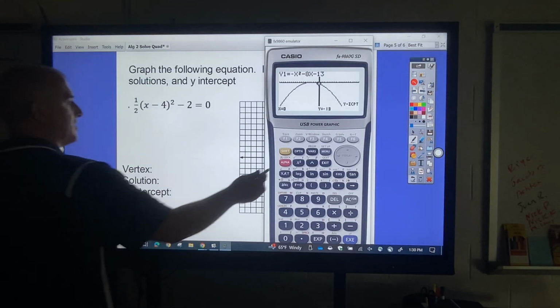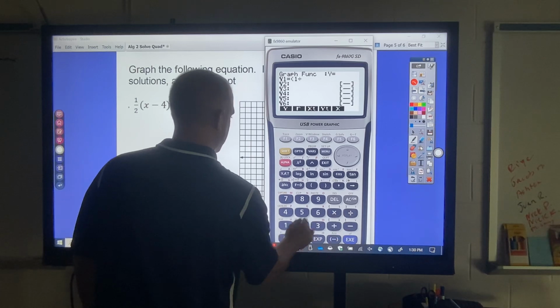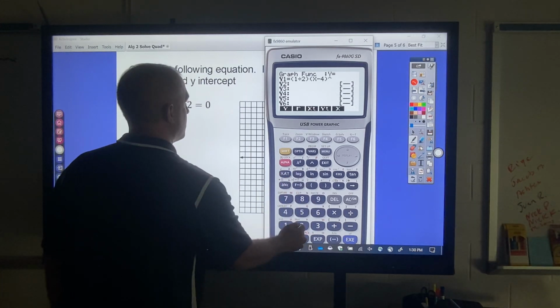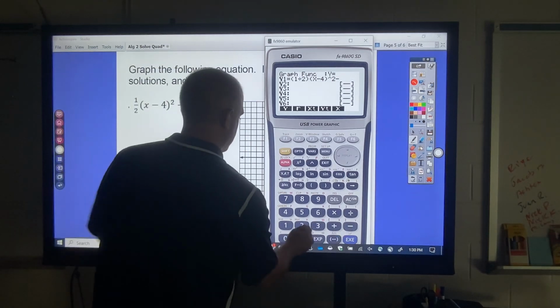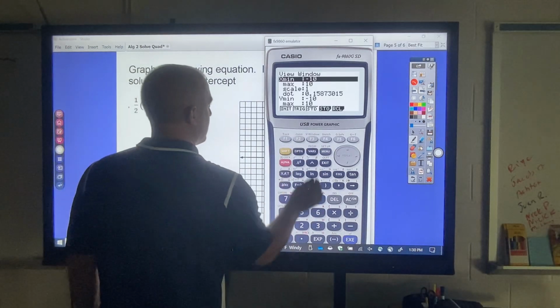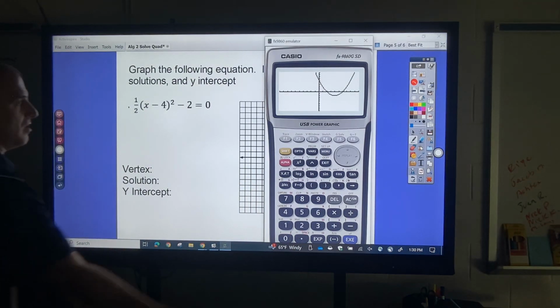We did this one by solve by square roots. Now we're going to do it by graphing. So I want parentheses around that fraction. I want parentheses around x minus 4. I get squared and then minus 2. And I draw it. I'm going to hit F3. I'm going to reset this window, exit and draw. And so now it's in good shape. I can see all those things.